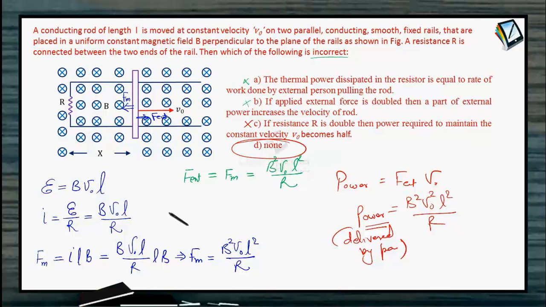So option D will be the correct choice for this question, because we were supposed to find the incorrect option, and all these three options were correct, so none will be our answer. None of the above options are incorrect.